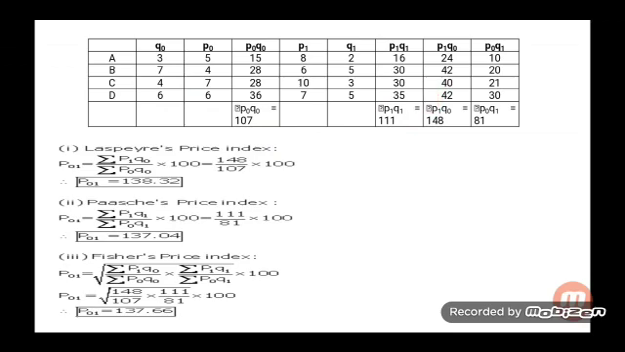Now P0Q1, that is price of the base year and the quantity of the current year. 5 into 2 is 10. 4 into 5 is 20. 7 into 3 is 21.